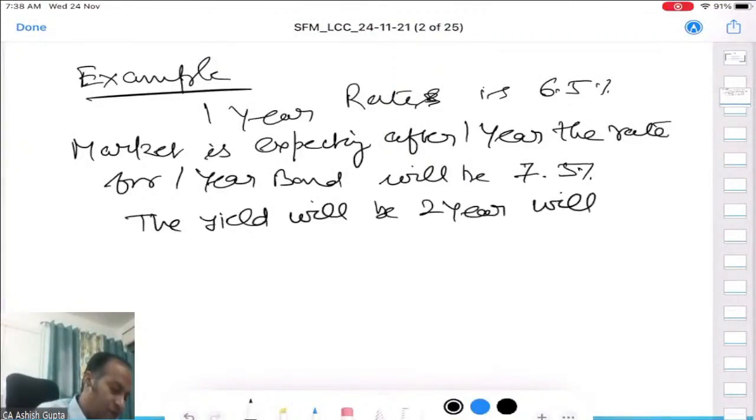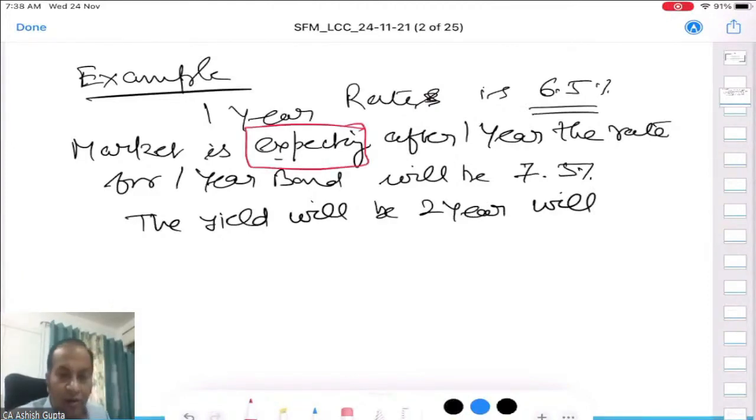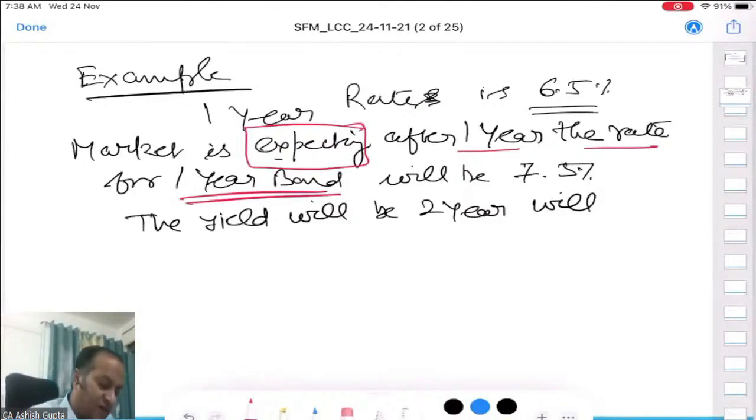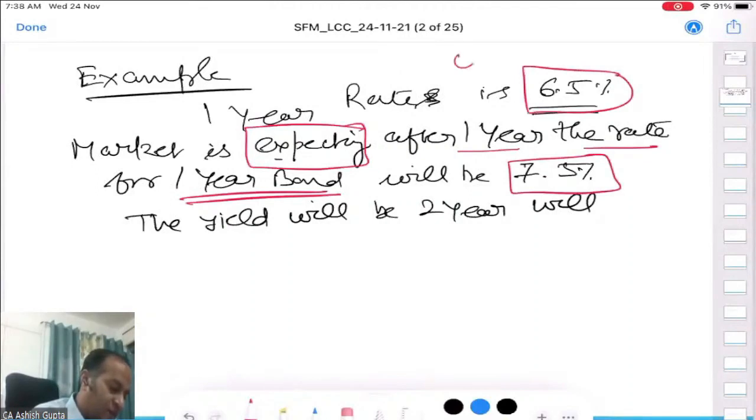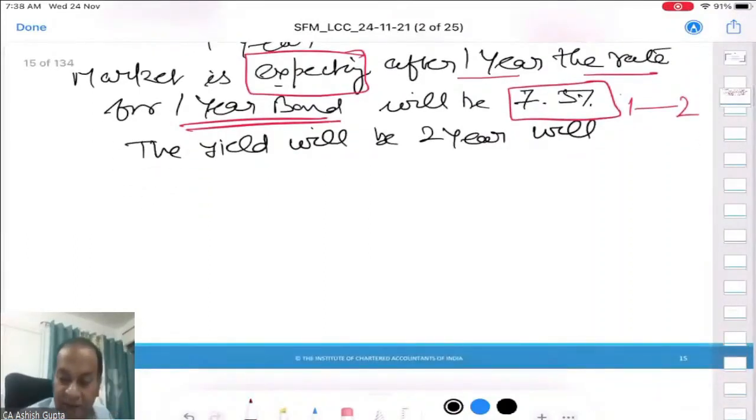Okay, so now the yield for the 2 year will be, now students see here it is expectation. The word is important, expecting. Okay, it is more important. So it is a basis that after 1 year, the rate for the 1 year bond, 1 year security will be 7.5%. So here we can say 0 to 1, it is 6.5, and from 1 to 2, it is 7.5. So we shall see how we can compute the yield. Okay, let us see how we can compute the yield.